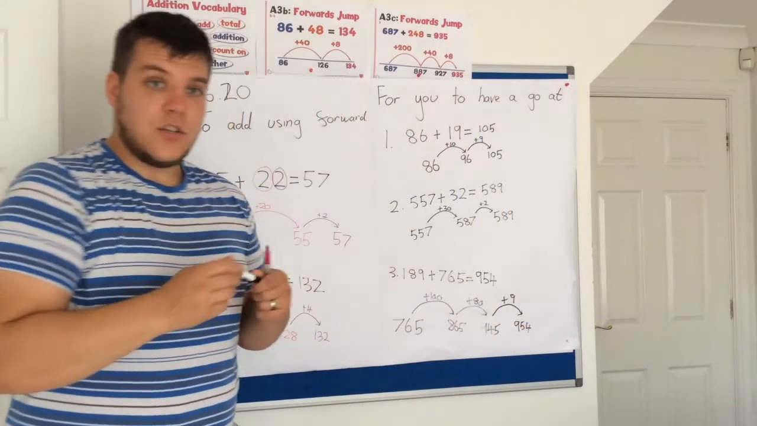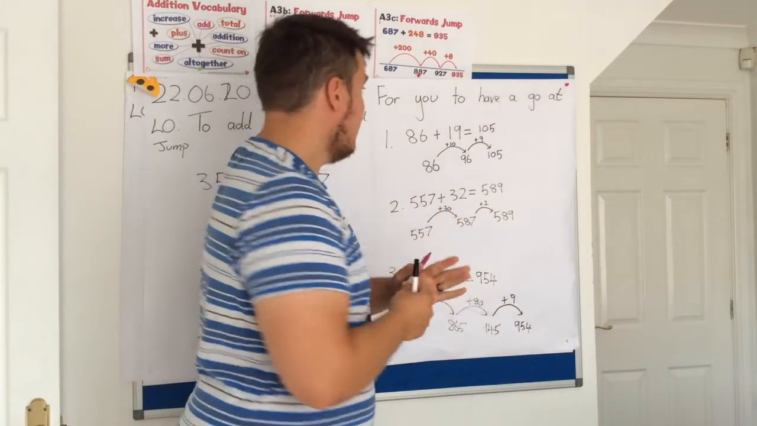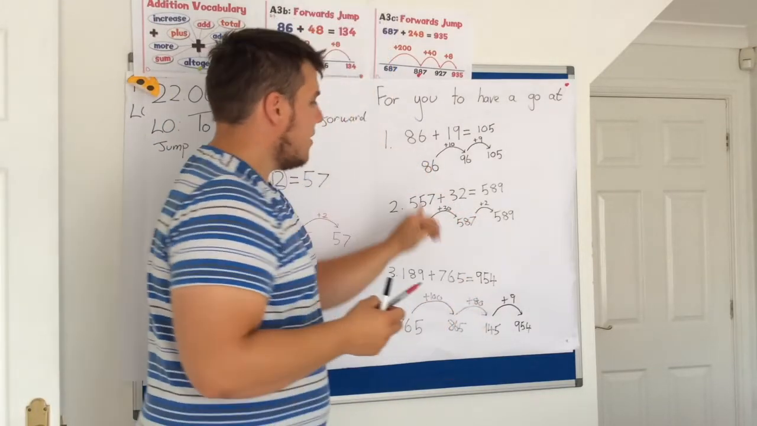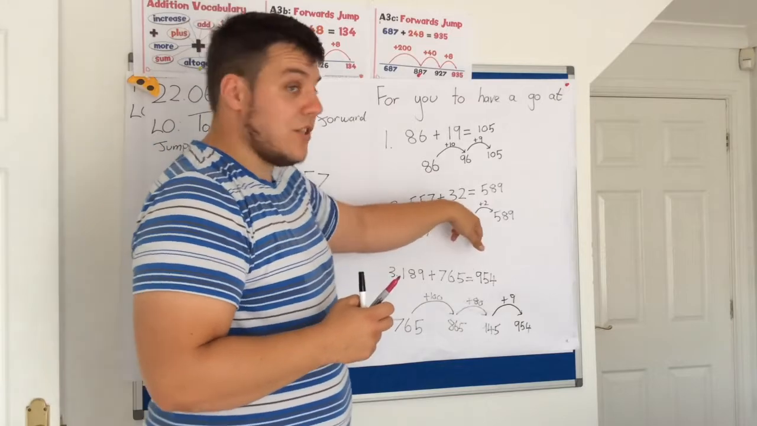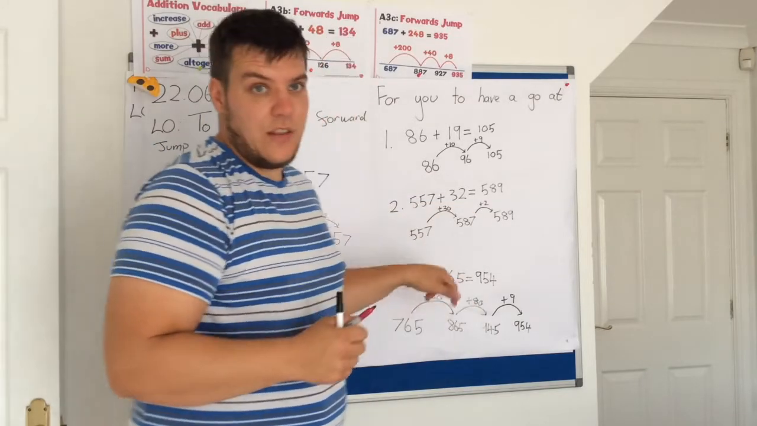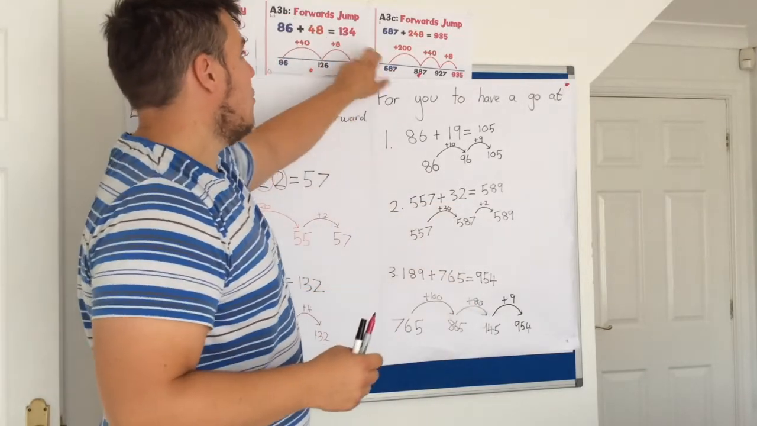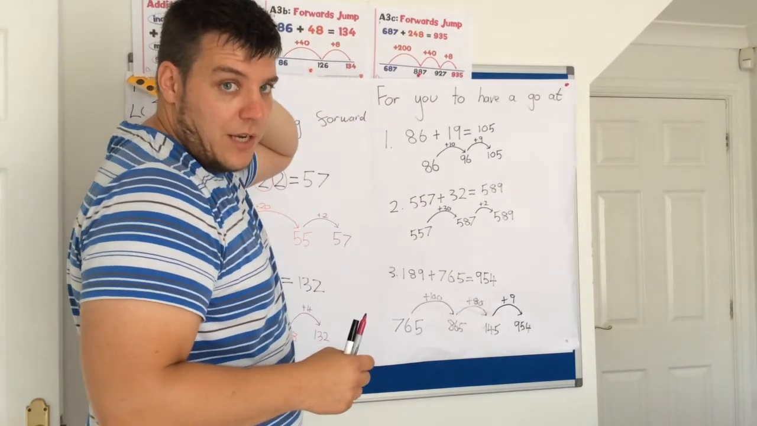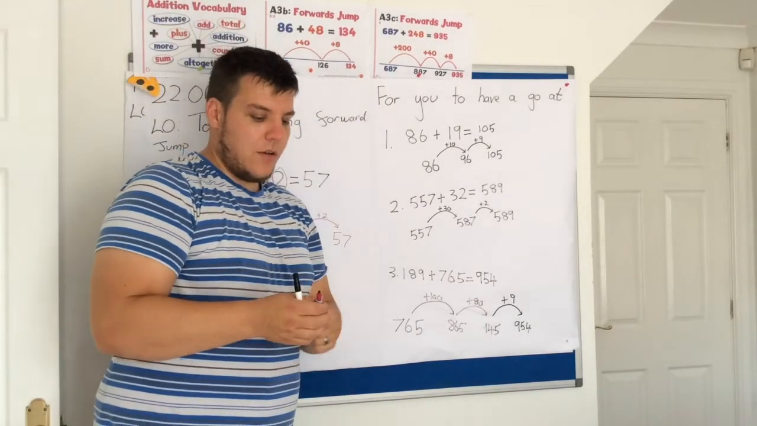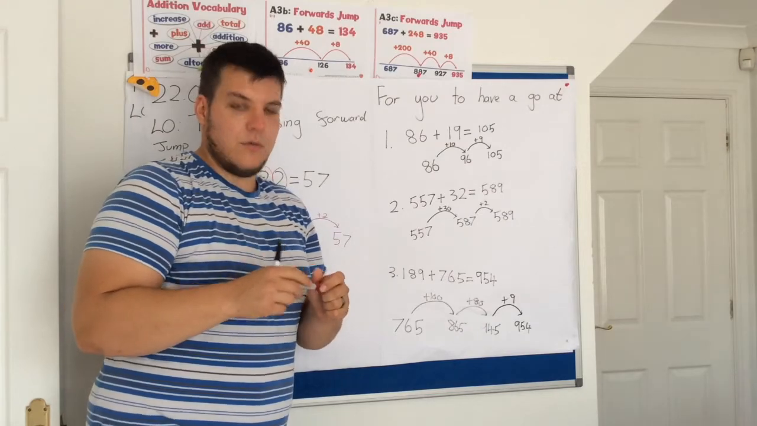Okay, so there are your 3 levels to have a go at. 2-digit add a 2-digit, 3-digit add a 2-digit, 3-digit add a 3-digit. They're quite tricky. Use your forward jumps though. That's the objective today.